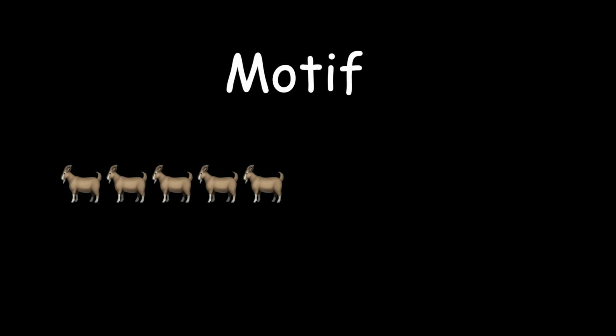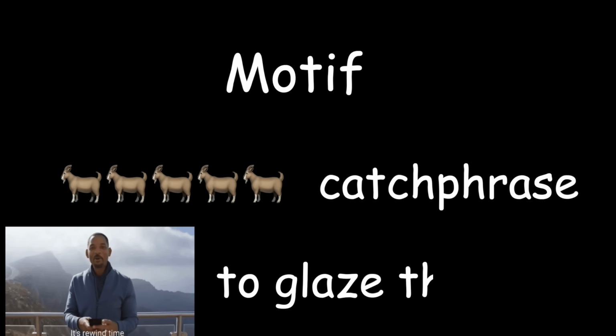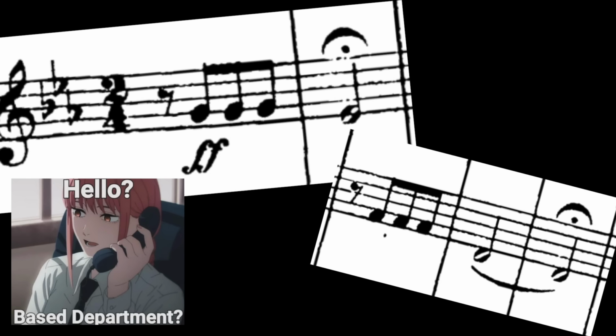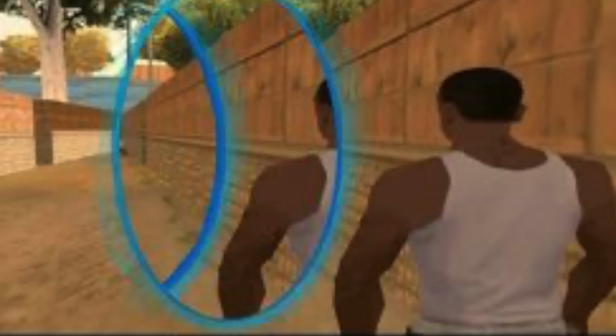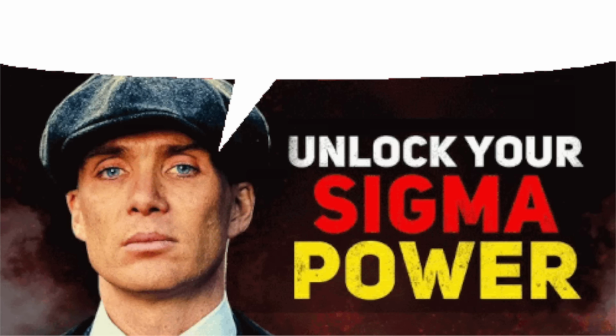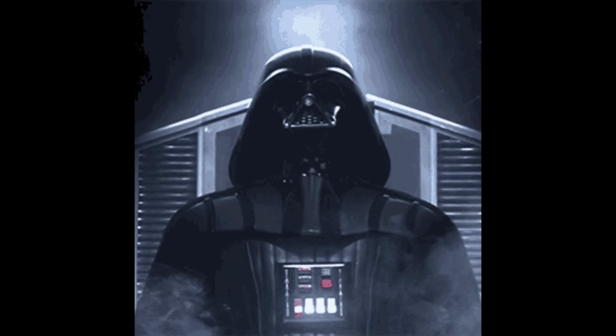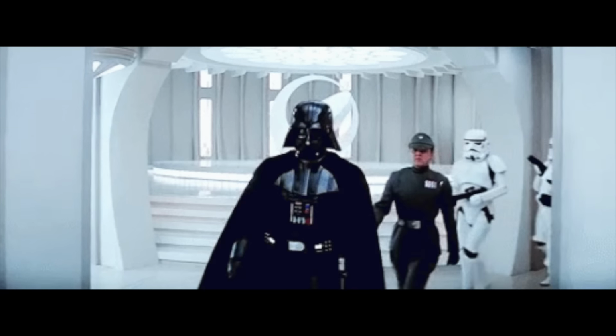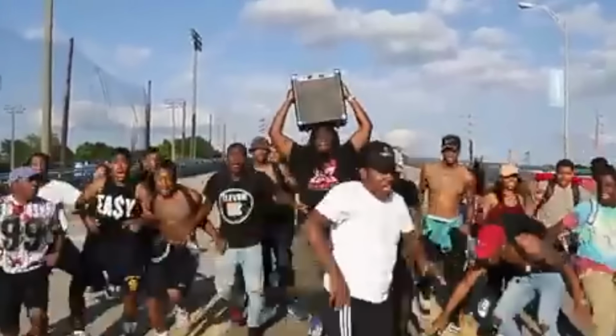You can also do some motif mogging. A motif is a goated catchphrase repeated to glaze the track. For example, Beethoven's, which is absolutely based. Similarly, we also have leitmotifs, a sigma chant for a character. Think whenever Darth Vader joins a lobby, someone puts Imperial March on the aux.